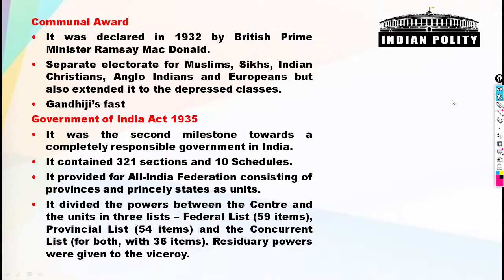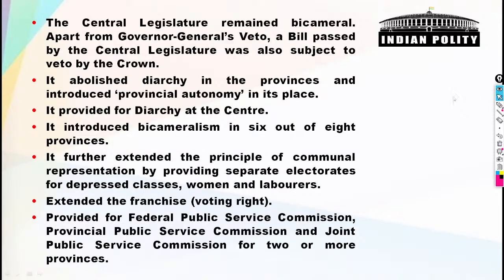Now you can see other things. The central legislature remained bicameral apart from the Governor General's veto. A bill passed by the central legislature was also subject to veto by the Crown.